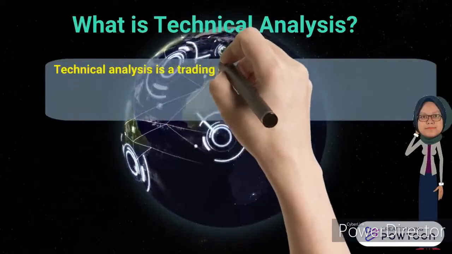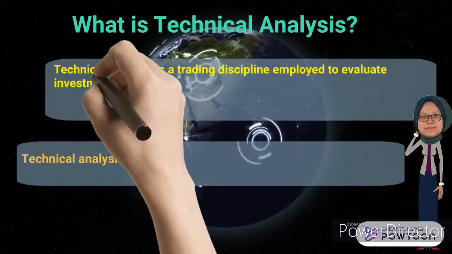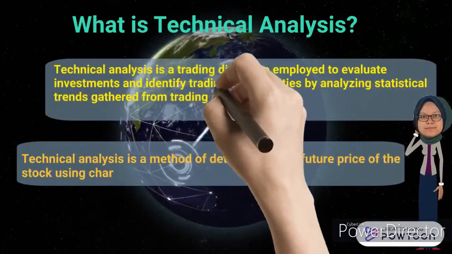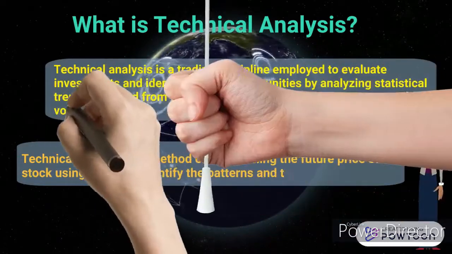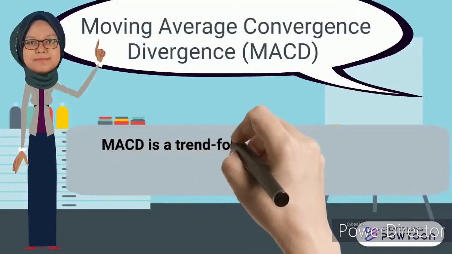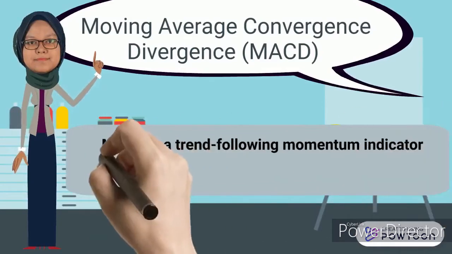Technical analysis is a method of determining the future prices of the stock using charts to identify the pattern and trend, such as price movement and volume. One of the indicators in technical analysis is moving average convergence divergence, MACD.